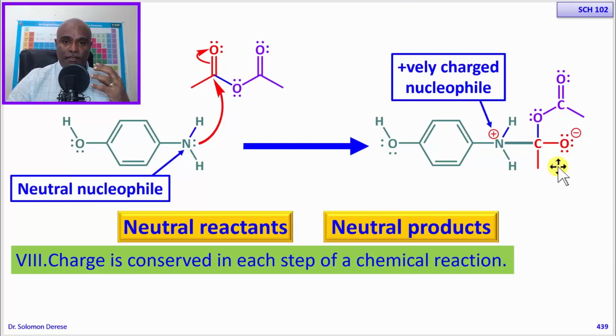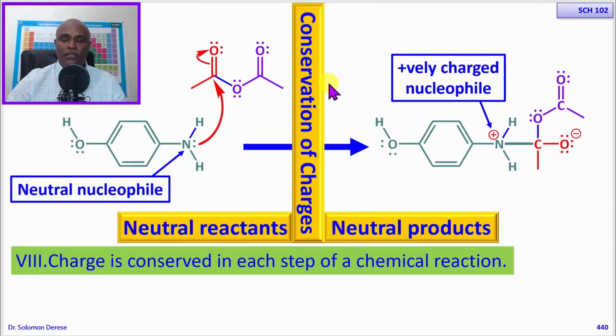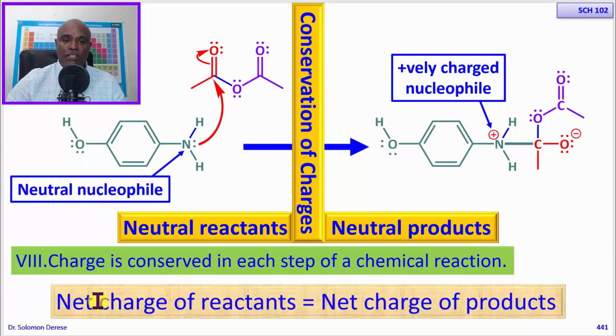So what this basically is saying, reactants are neutral. The net charge in here is neutral. This is neutral. This is also neutral. The net charge on the product should also be neutral. Neutral reactants lead to neutral products. So there is conservation of charges. The charges are conserved. So net charge of the reactants should be the same as net charge of products. Okay, that's what step 8 is all about. You must make sure charges are conserved.